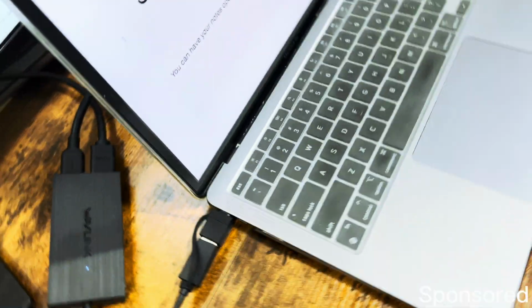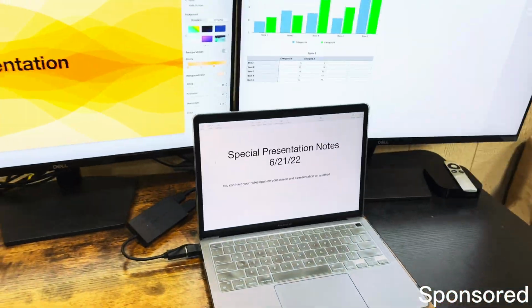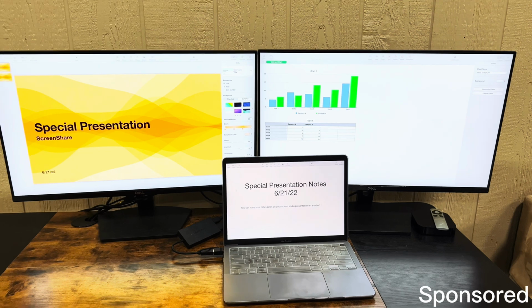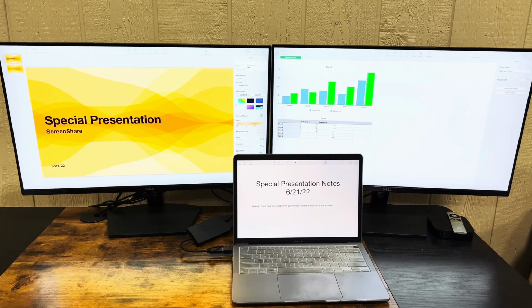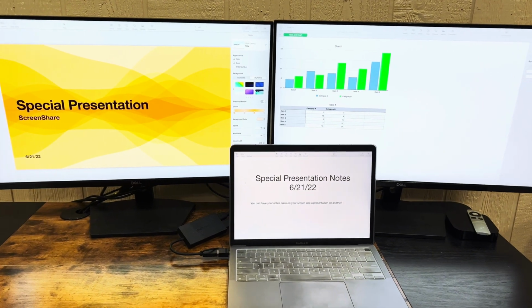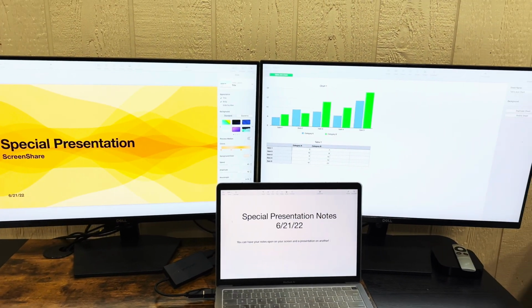Hey everyone, look at what this Wavlink USB to HDMI splitter can do. This was sent to me to try, and my husband was elated when we got it hooked up. He can extend his screen to two monitors and have something different showing on his laptop.